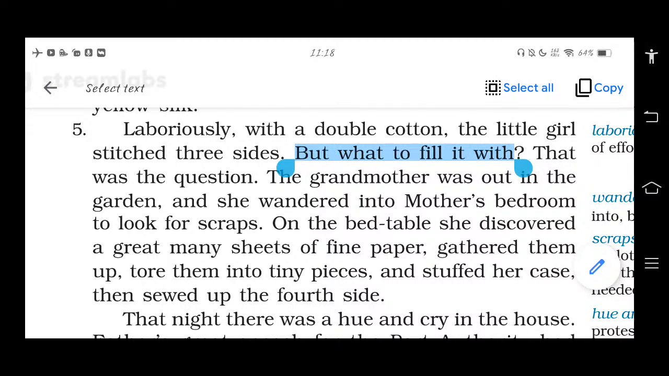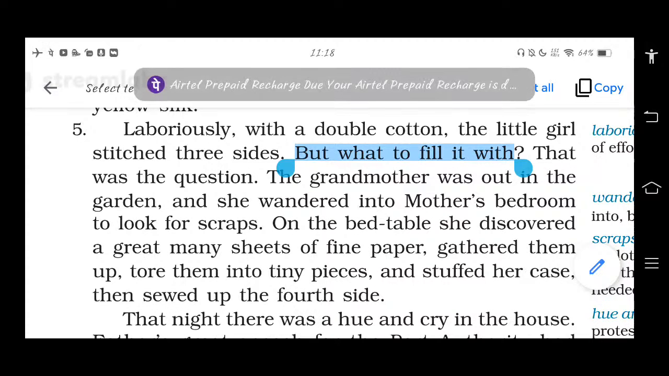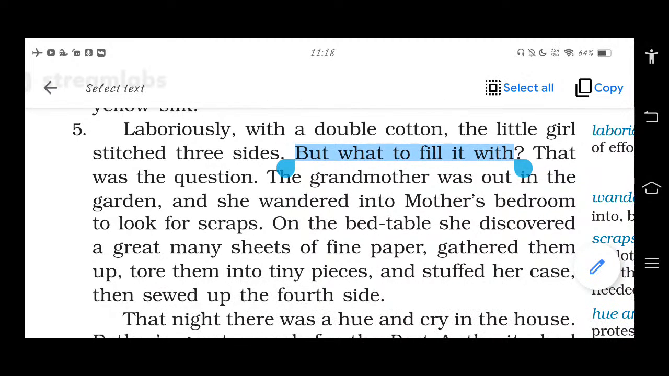Okay, right. I did something. I have stitched all the three sides, but this fourth side, I left it open. Okay, the fourth side, I left it open. Now, what to fill? She has asked a question to herself. What to fill it with? That was the question, right?